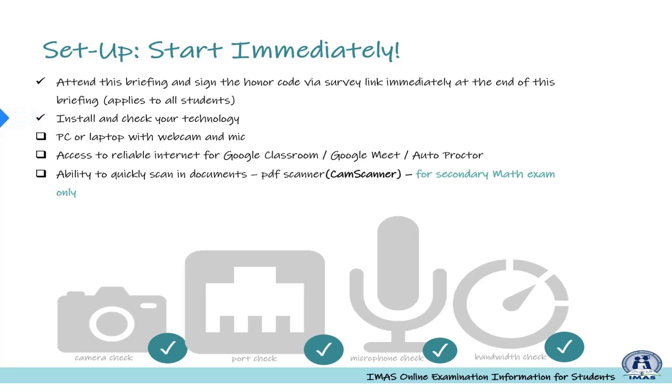Make sure to install and check your technology. You have to use a PC, laptop, or a Chromebook with a webcam and a mic functioning properly. You have also to have access to a reliable internet connection for Google Classroom, Google Meet, and auto proctor. Make sure that you have the ability to quickly scan in documents, PDF scanner using the CamScanner app for secondary math exam only.